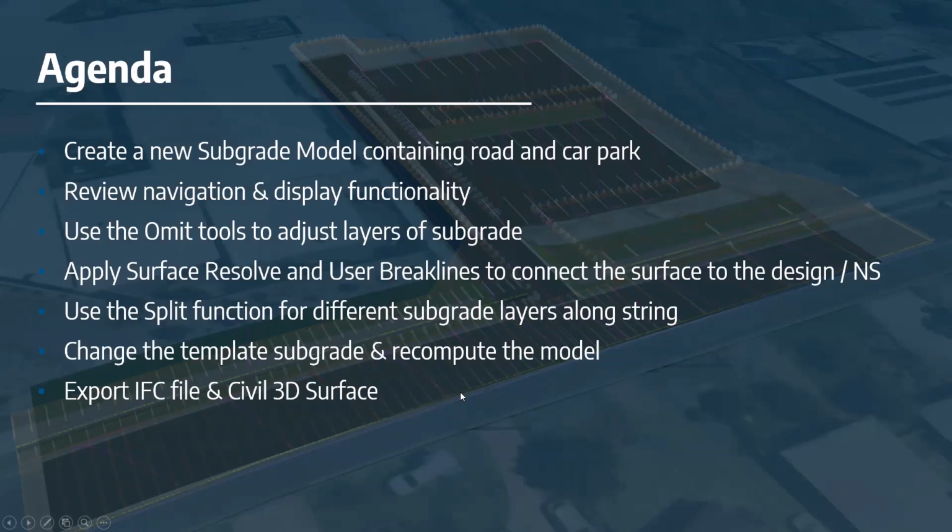for example, have no surface resolve, or have a completely different change in subgrade along the sections. Then just before the end, we'll change the template, because let's face it, we all do that, and show you the consequences of changing the template or the subgrade on the template, so you can learn what happens and then how you recompute the model. And lastly, we'll export, just for fun, an IFC file, and for the Civil 3D users, a Civil 3D surface, which if you already know how to use Civil Site Design and you know how to do that, then that will be run of the mill.